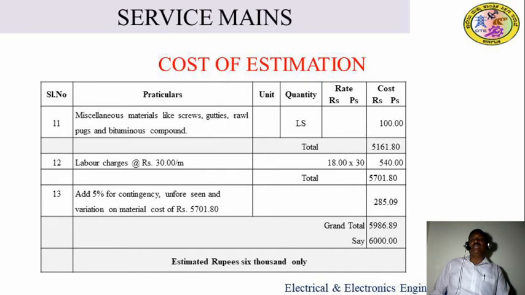So that is 5,986 rupees 89 paisa. When the grand total comes in fraction, it should be rounded to the higher digit value. Therefore you have to consider the round figure as 6,000. This is what we call the estimated rupees 6,000 only for providing a 3-phase underground service to the customer. In this way, we have to calculate the total cost for any service for providing to the customer.